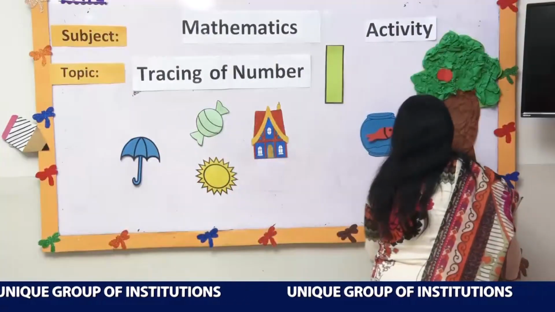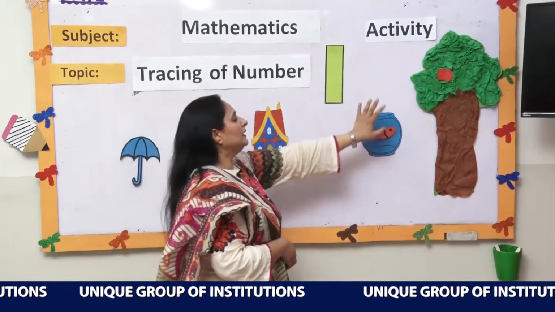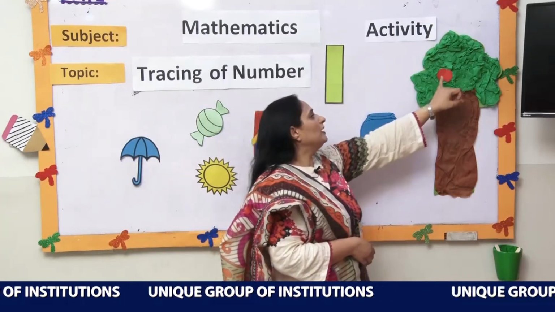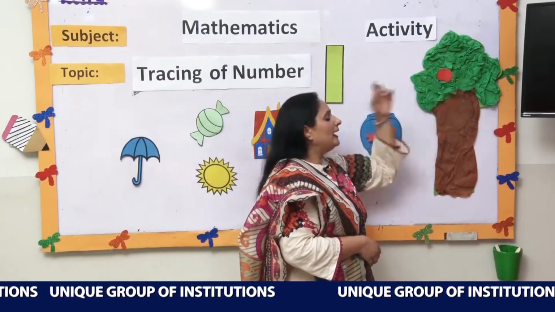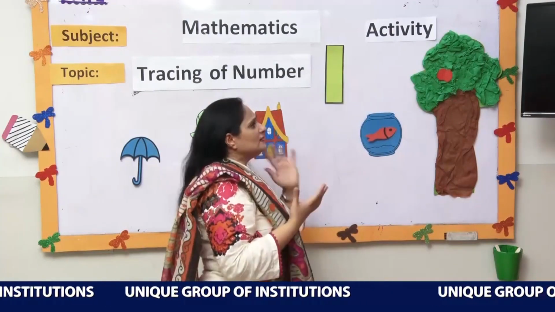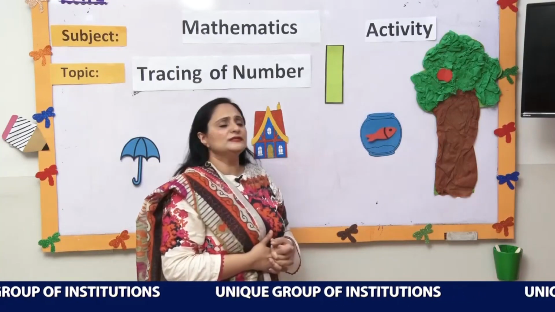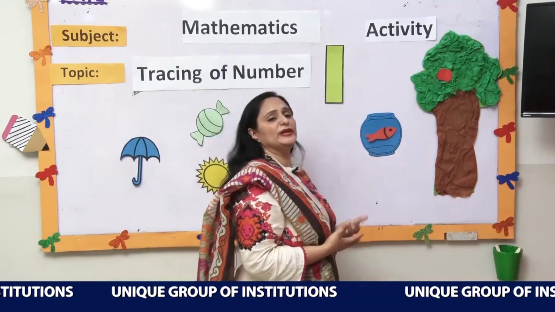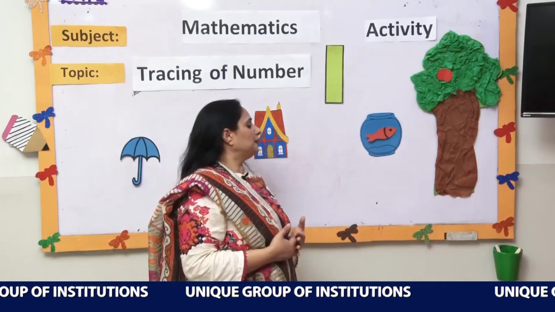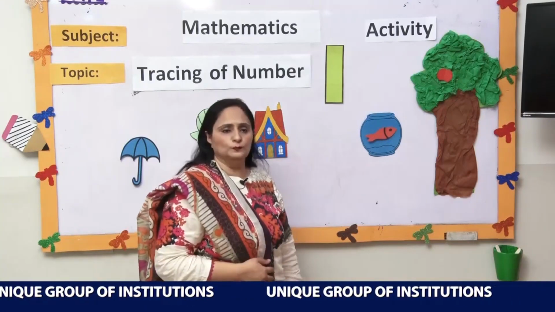So which number have we learned today? Number 1. We have done the activity of number 1. We have pasted one fish in the fish pot, we have pasted one apple on the tree, and we have one stick in the box. So these are very easy activities. You can do them at home with the help of your parents. You can make them with paper, chart paper, sticks, the things that you have at home.